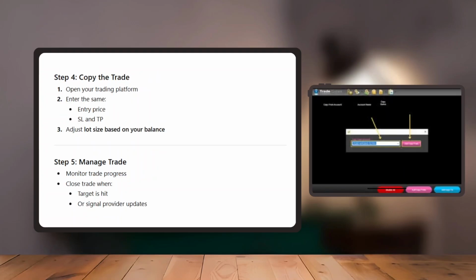Now, copy the trade by opening your trading platform and entering the same entry price, stop loss, and take profit exactly as provided. Then adjust your lot size based on your account balance and risk management.